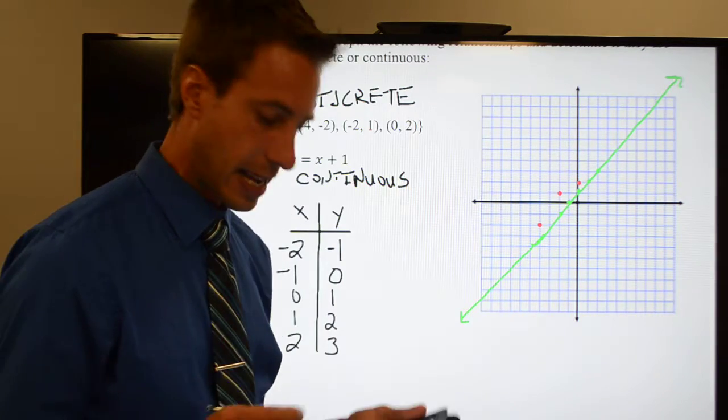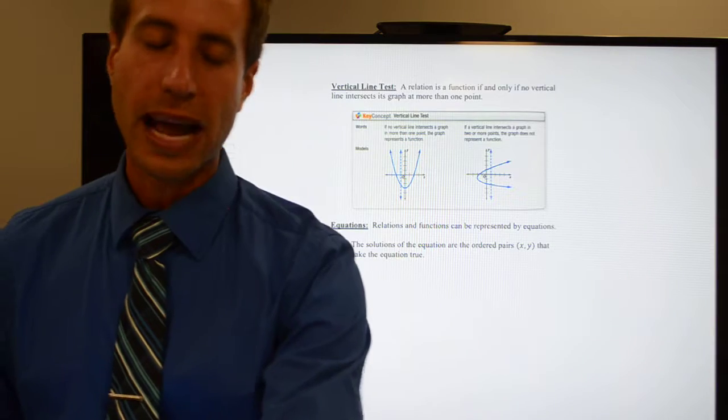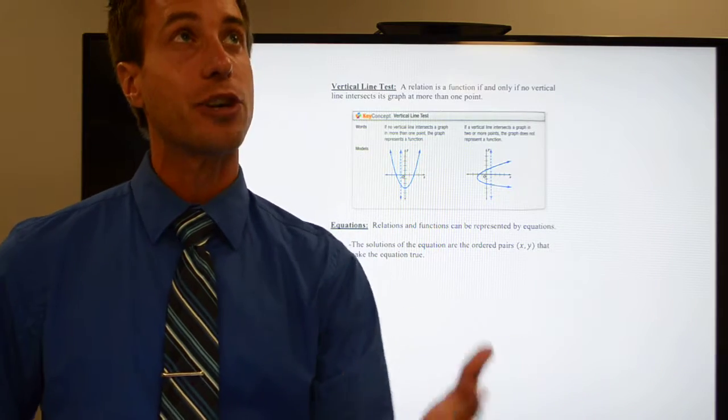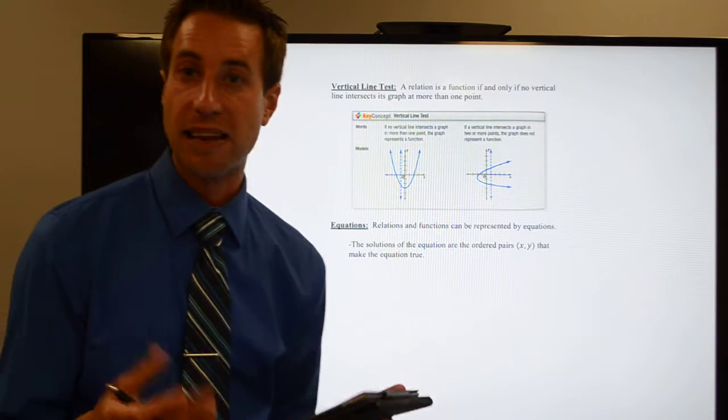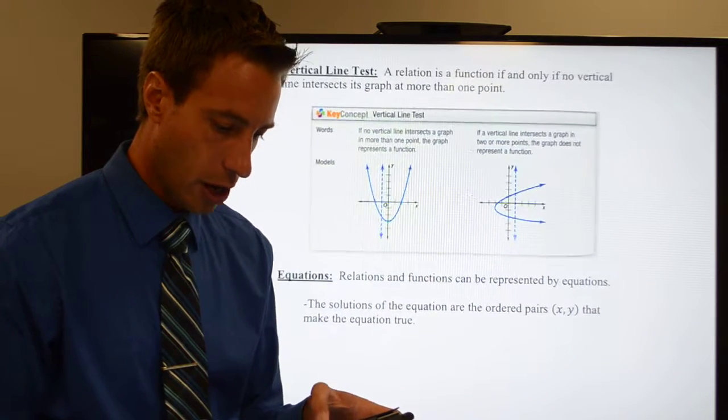Let's head on over to the next page and take a look at now that we're graphing, right? How do you determine if the graph represents a function? Because not all graphs are going to represent functions. So here we go.